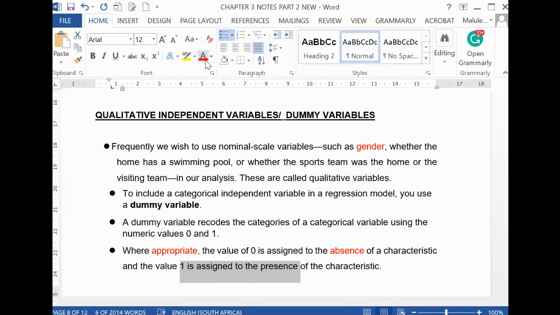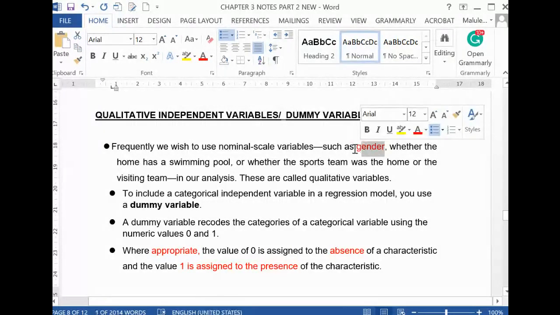But when coming to gender, it doesn't matter which one goes with 1 and which one goes with 0. There you can use any. You can say female 1, male 0, or male 1, female 0, because it's not showing the presence of something.